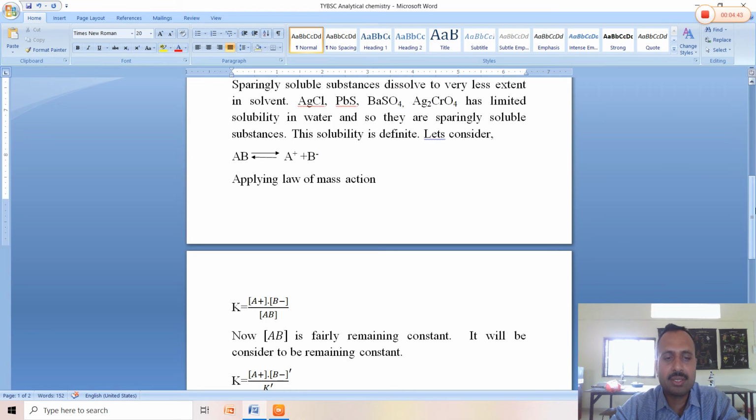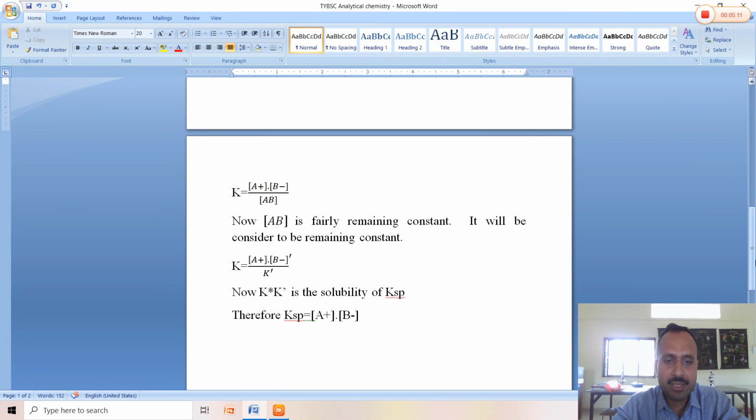Now we can modify this equation in terms of K is equal to concentration of A plus into concentration of B minus divided by K dash. Here K dash lies in the denominator, and this K dash will be multiplied to the LHS K, that is K into K dash. This K into K dash is nothing but the solubility product, and it is denoted by KSP. That is, KSP is nothing but the solubility product for the sparingly soluble substance.